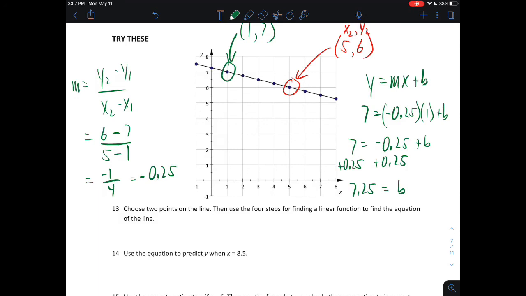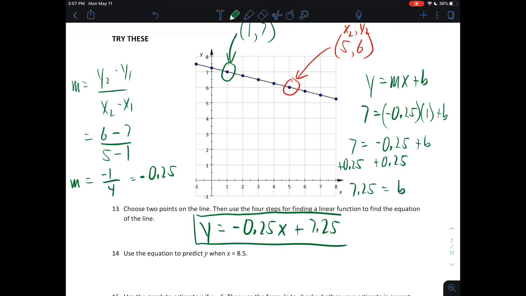So now that I know what m is, negative 0.25, and b is 7.25, my equation is y is equal to m, or negative 0.25, times x plus b, which is 7.25. So now I've got my equation, and we're going to use it.